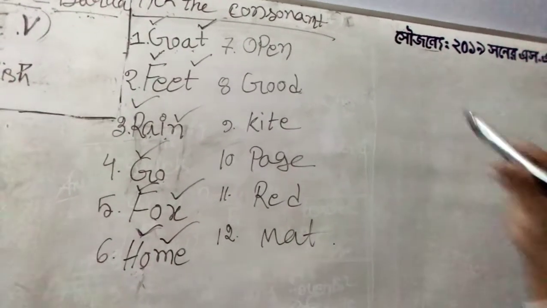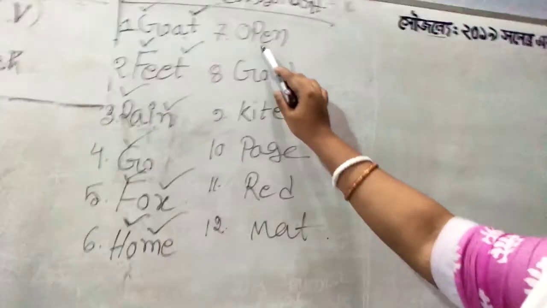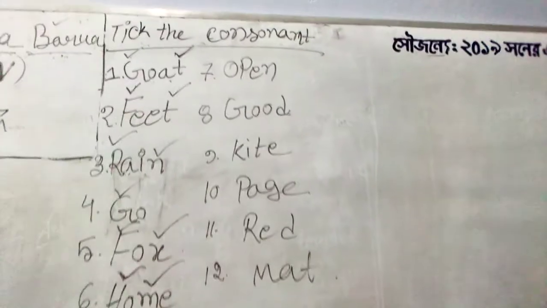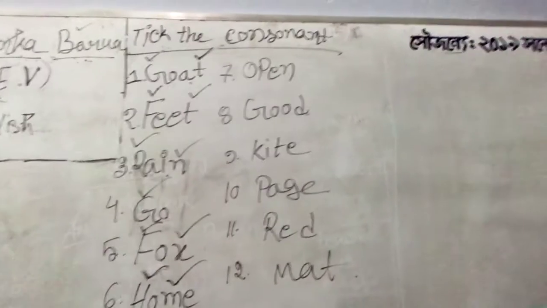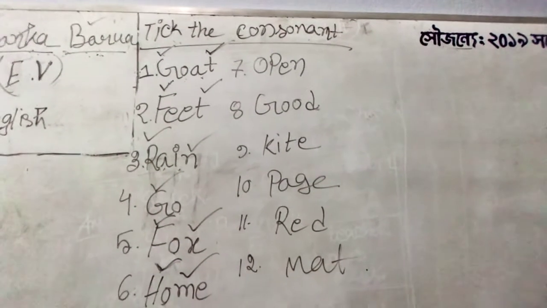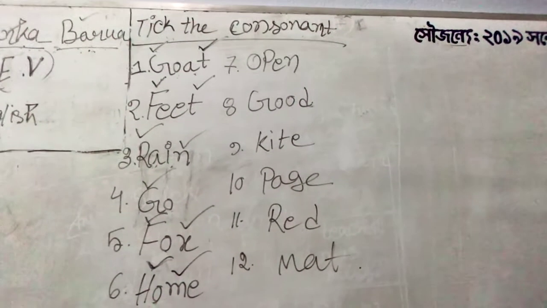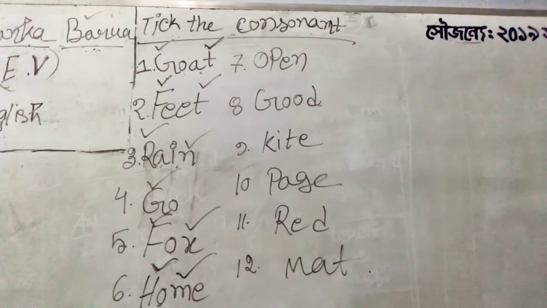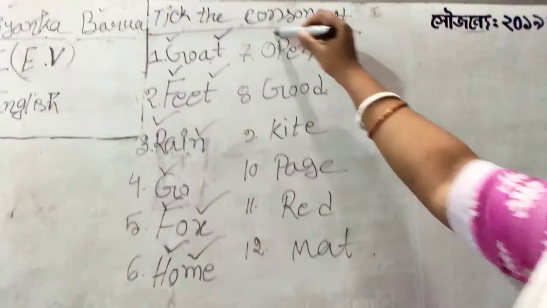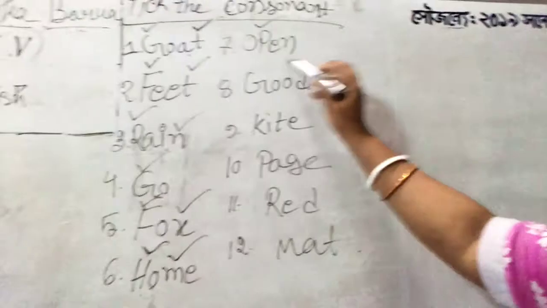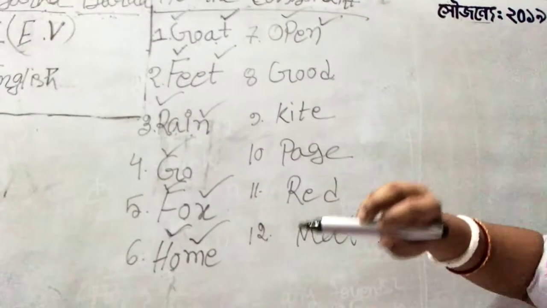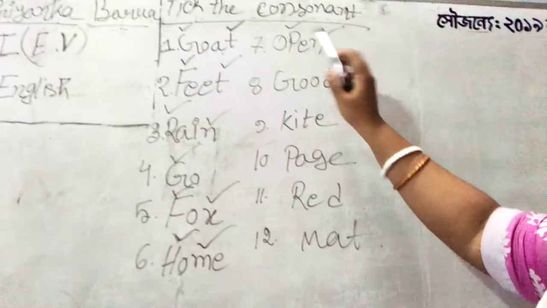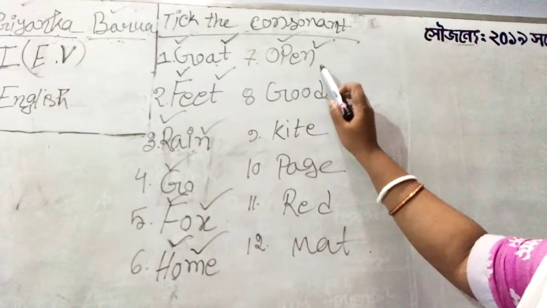Okay. Now moving forward, number 7, O-P-E-N. That is open. Open means not closed. Okay. So from here we can sense what the consonants are. A, E, I, O, U, those are the vowels. So O is a vowel, but P is a consonant. E is a vowel, but N is a consonant. So I have put the tick mark on P and N.